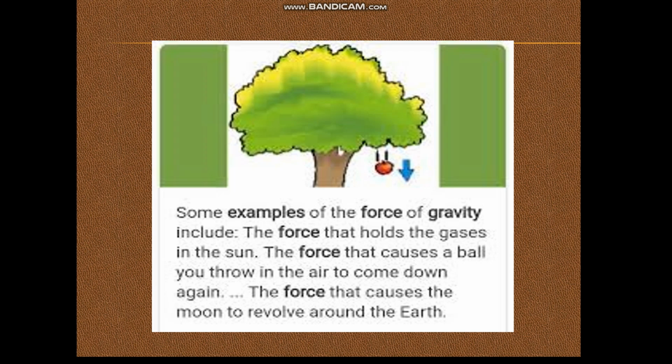It is this gravitational force that holds the gases in the sun. The force that causes the moon to revolve around the Earth is also because of gravity. It is the Earth's gravitational force that keeps us on its surface. If there was no gravity, we would be floating in the air.